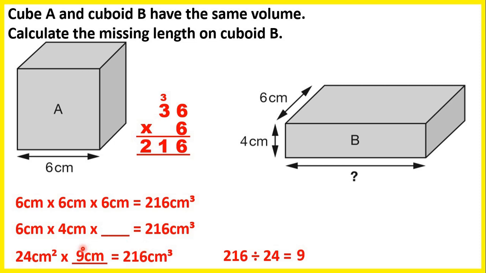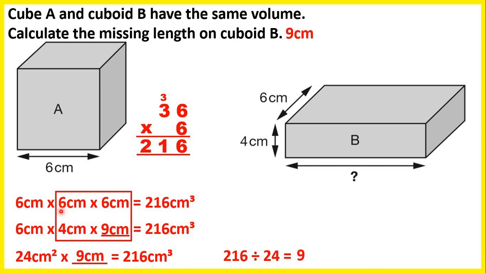And the way to work that out quickly is to spot that 24 times 10 would be 240, and 216 is 24 less than 240. So that's why we have times 9, not times 10, because if we added another 24, that would be 240. So that means our missing length must be 9 centimeters.